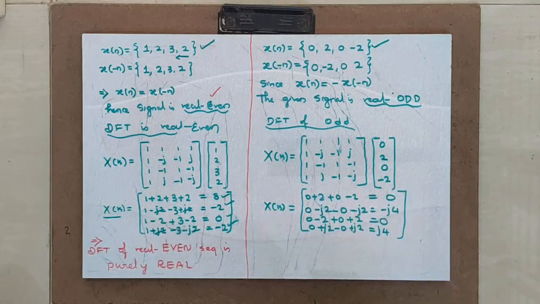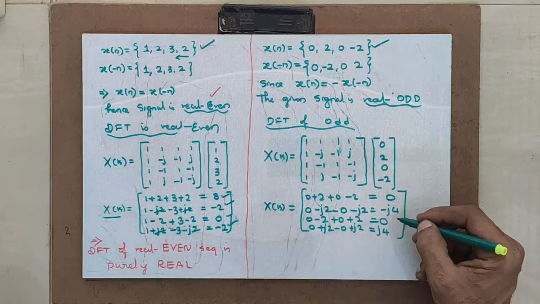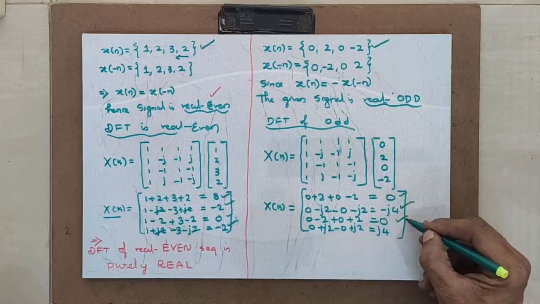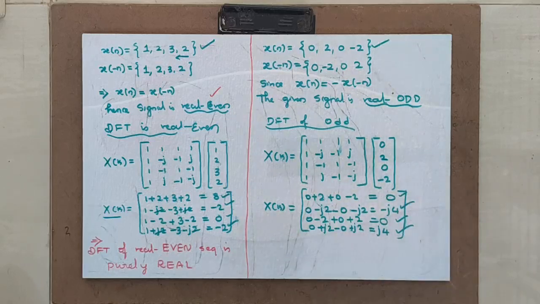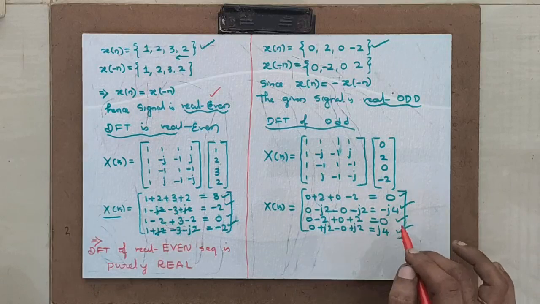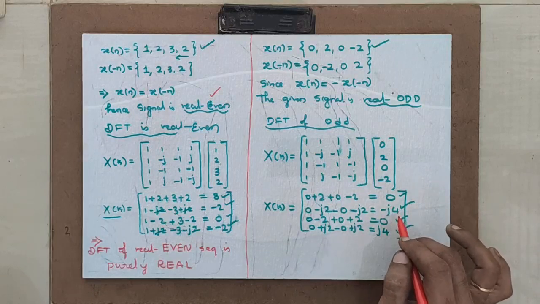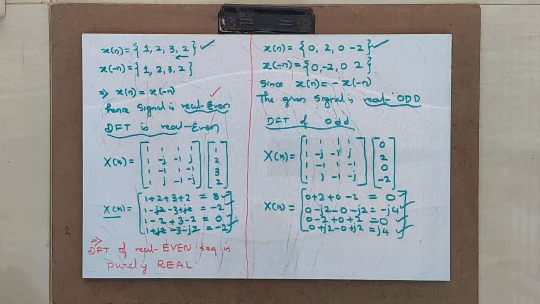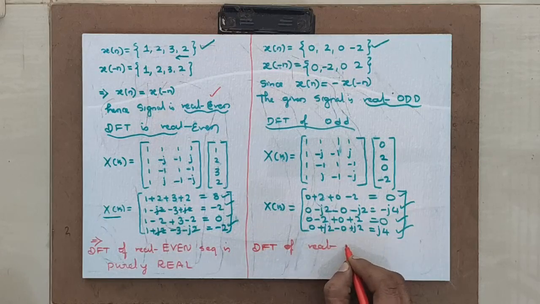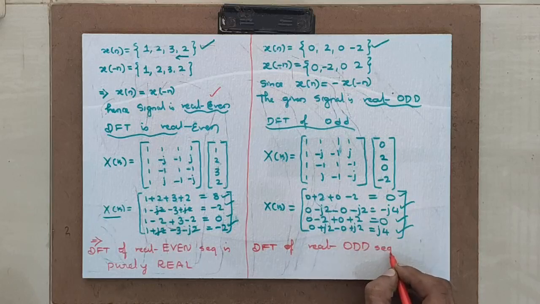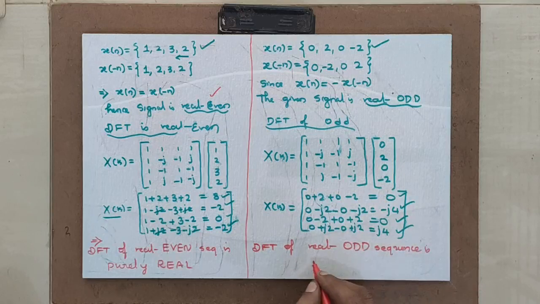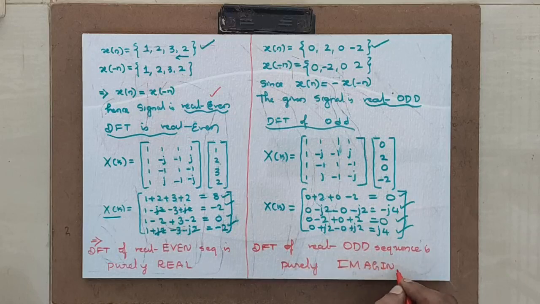Now if you can see the output, all answers are either 0 or purely imaginary. The important point to note is that the output is always purely imaginary if the given signal is real and odd. I can write that the DFT of a real odd sequence is purely imaginary. That is the concept here.